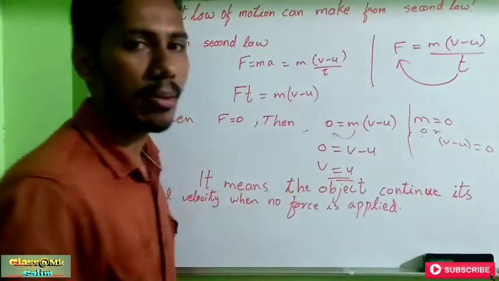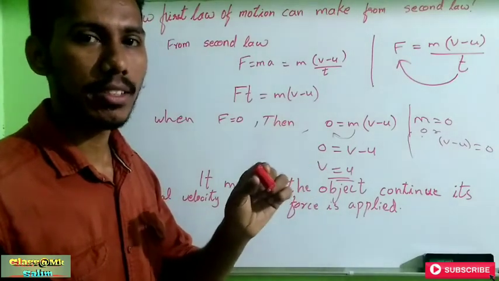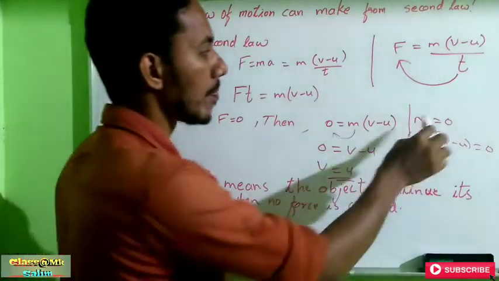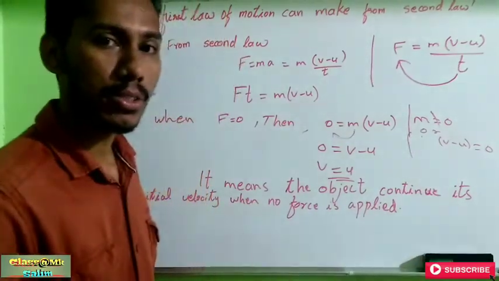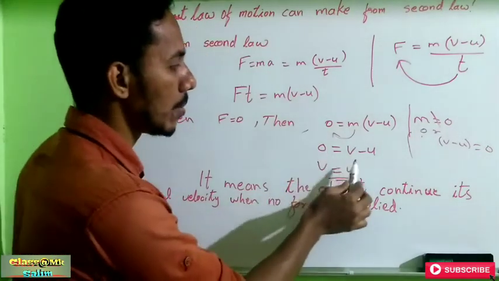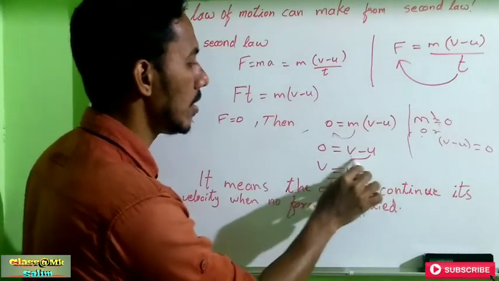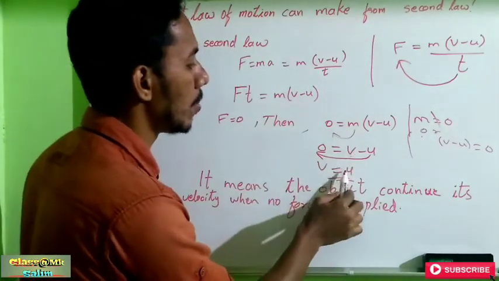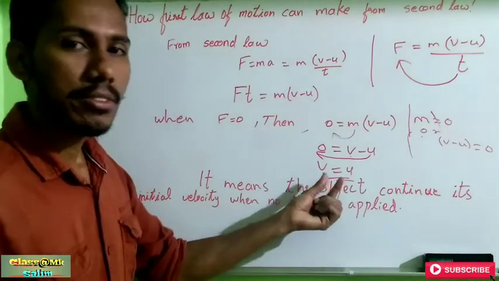Now m is not 0, because it is a property of an object. This top has a mass. It is not 0, so we cannot make m as 0. So m is not equal to 0. Then v - u should be 0. To get this value, we rearrange this equation: take u to the LHS. Then we get v = u.